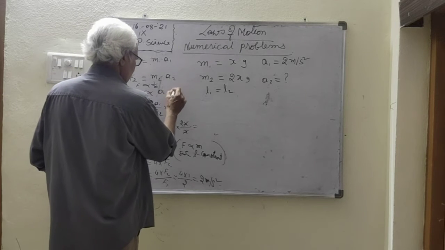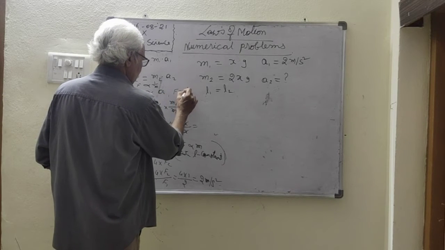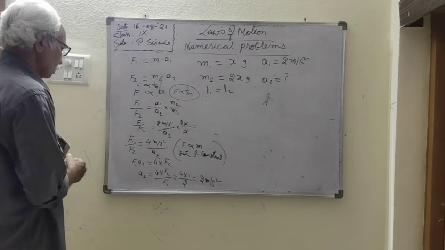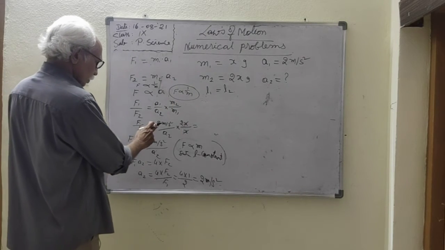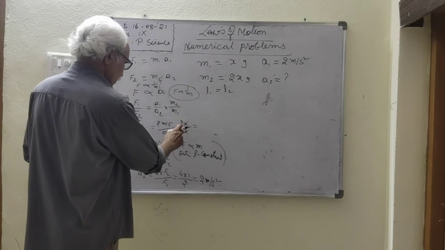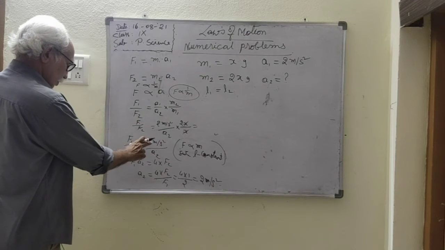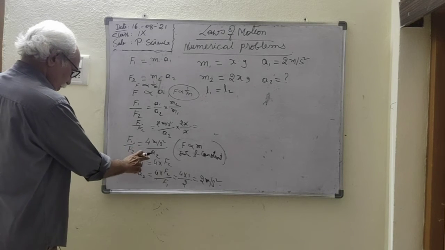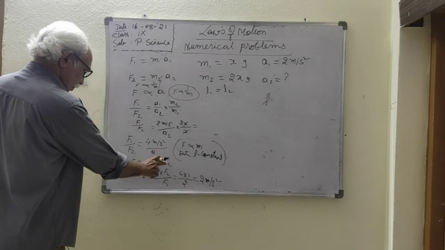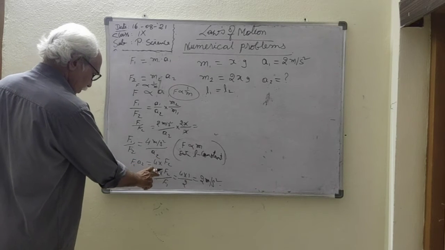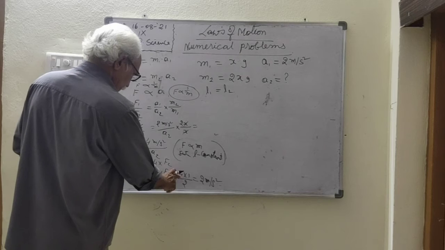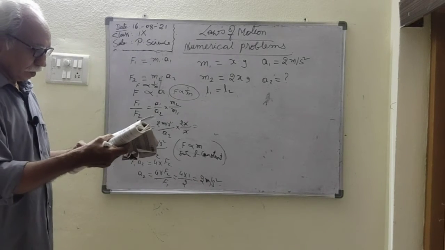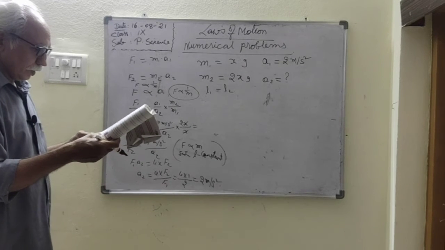Force is inverse to mass and direct to acceleration. So F1 by F2 is equal to 2 by 8 into x by x, or you can say F1 by F2 is 4 meters per second square by A2. So A2 is equal to 4 into F2 by F1. Therefore 4 into 1 by 2, 2 meters per second square. So this is the way you have to calculate. Next one.